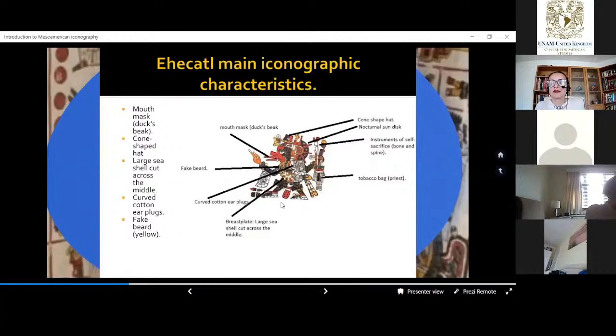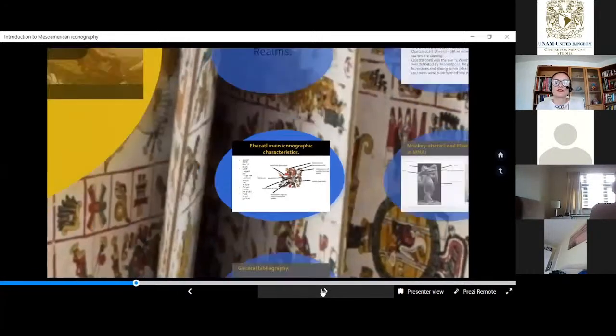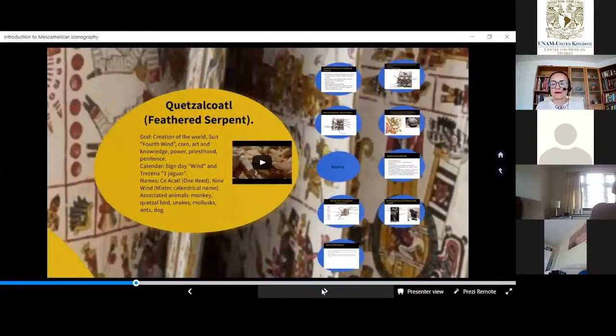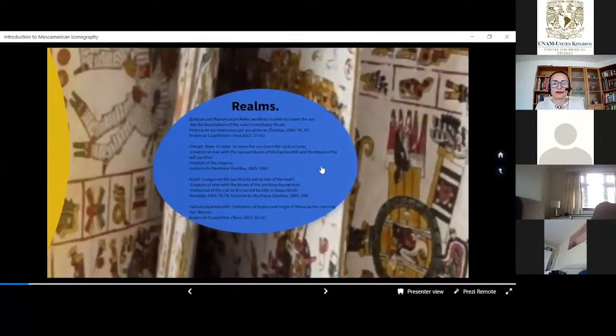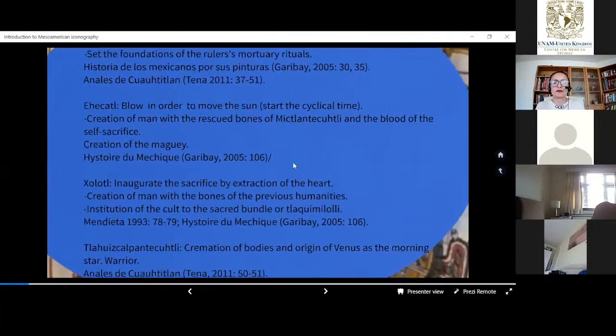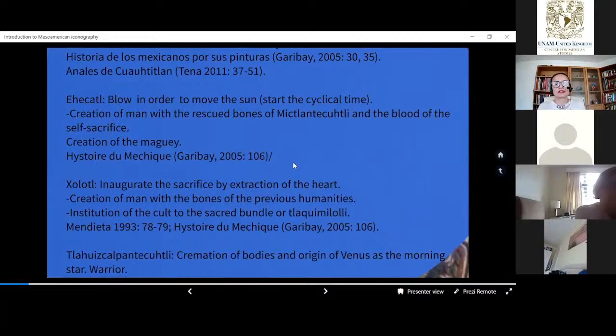And on this occasion he appears also with a tobacco bag. That means that he is related to priesthood. And the instruments of self-sacrifice, that is the bone and the spine. So that way we can see that it's having a lot of elements that are quite similar, no? Now, what could we know about this god, what are the realms of Quetzalcoatl, Ehecatl, Xolotl, no?